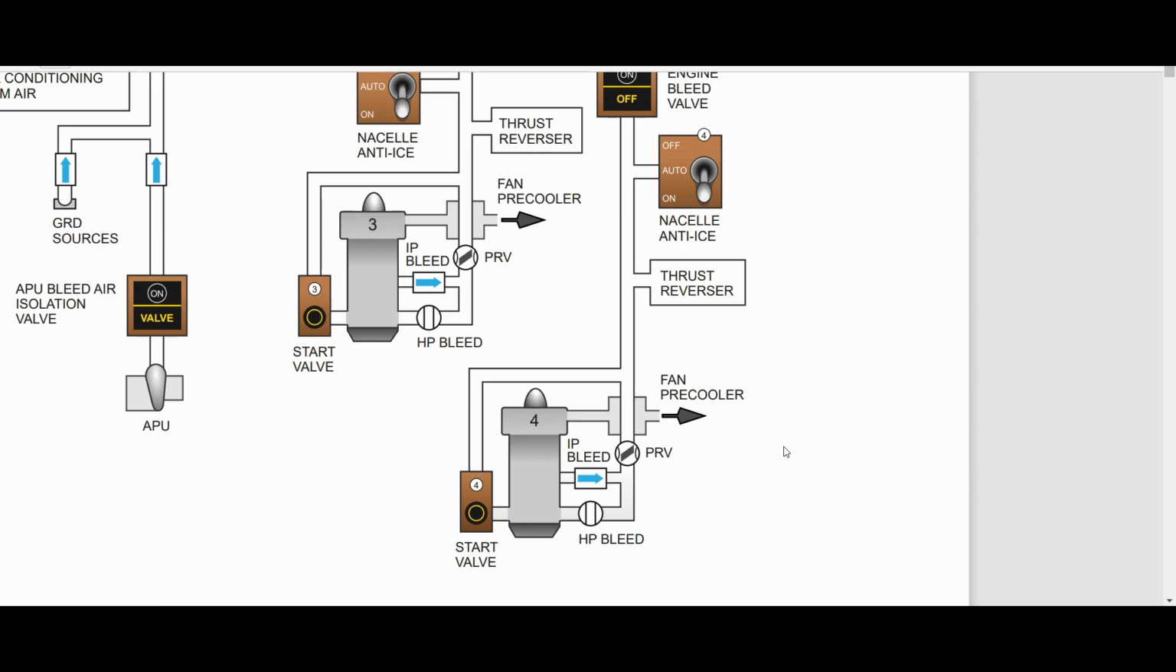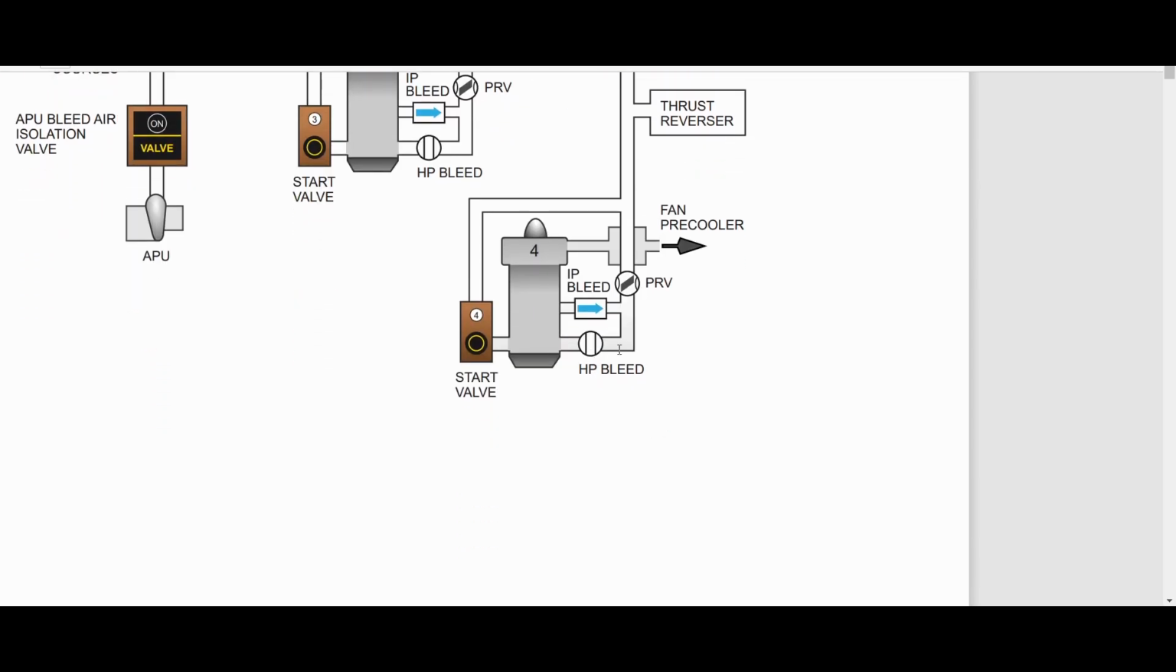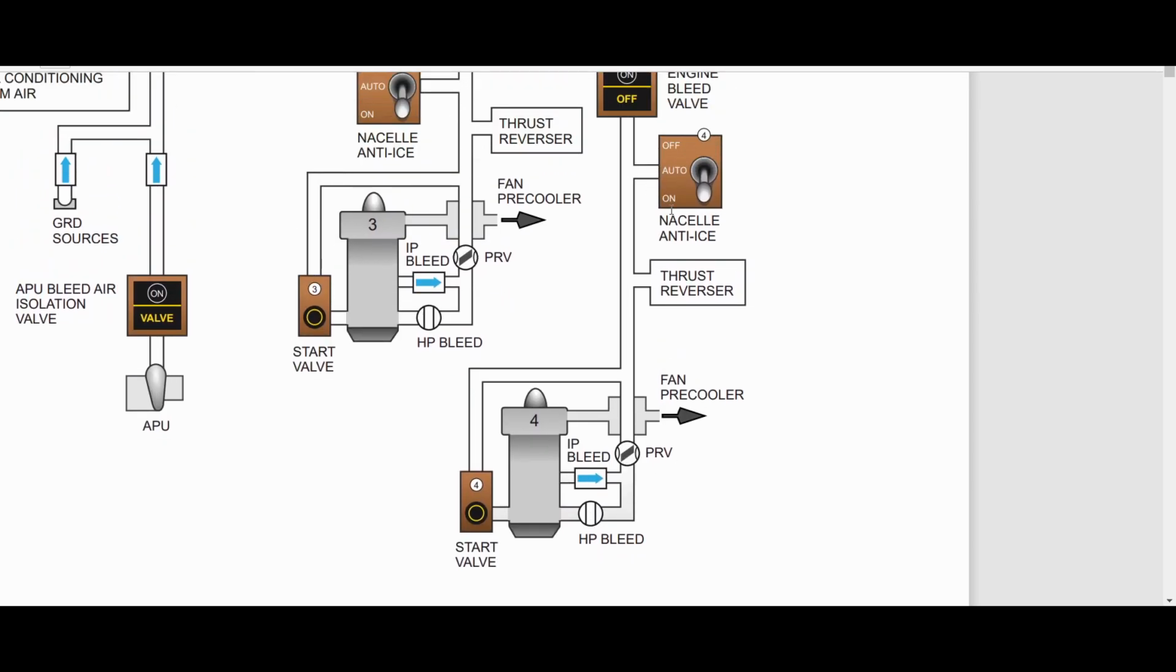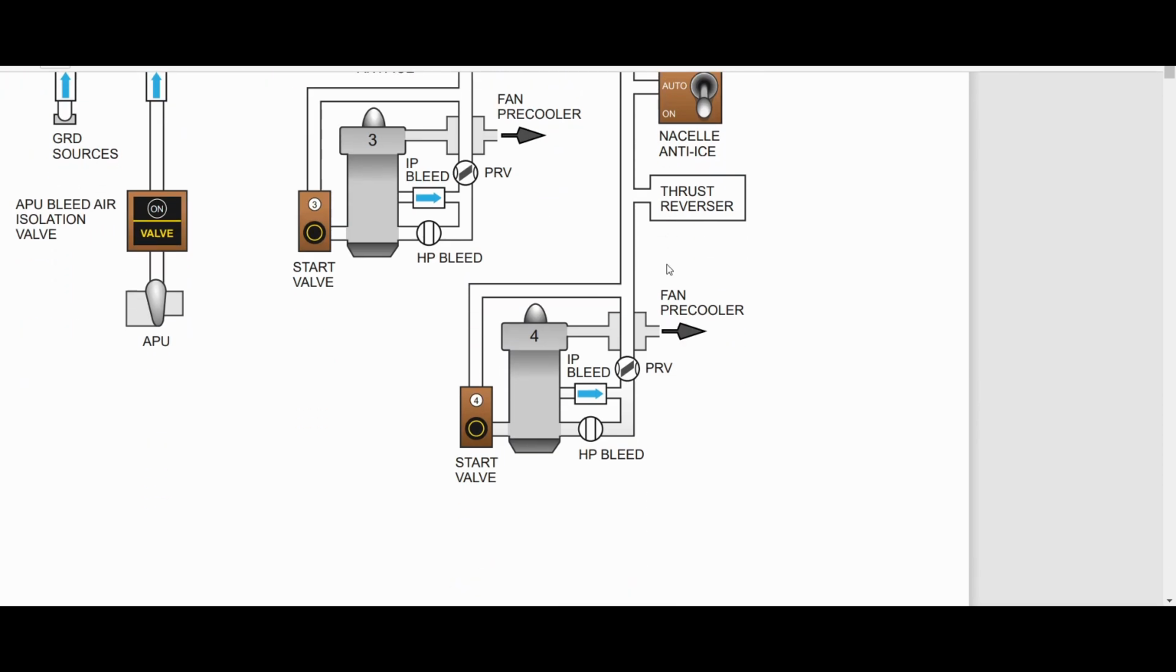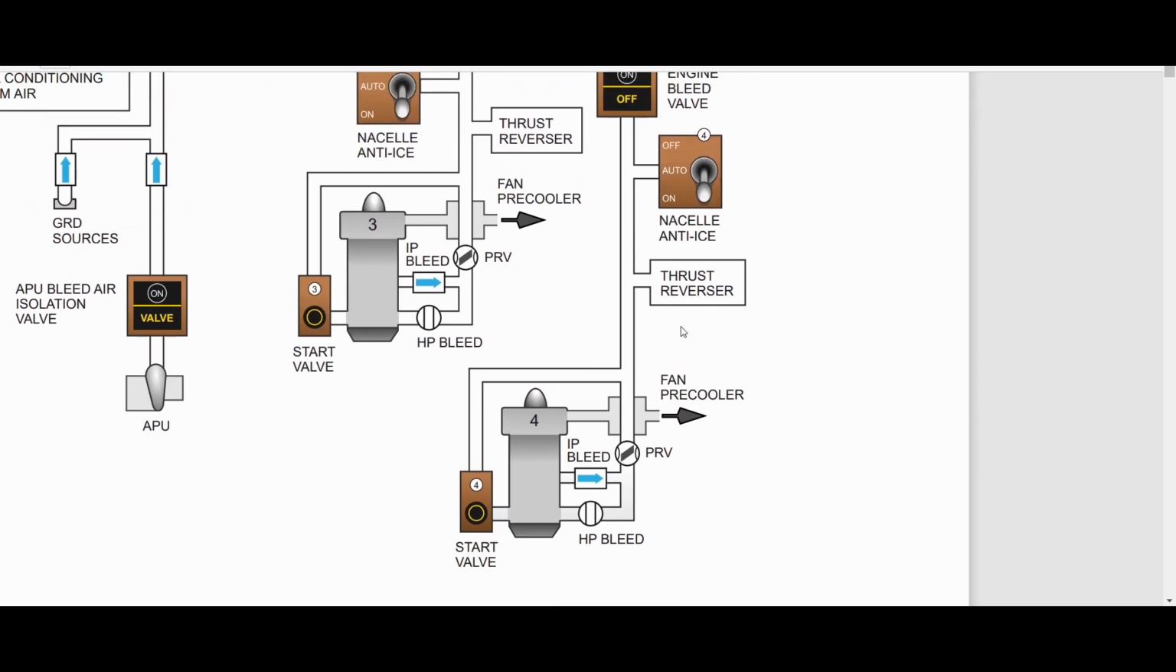And bleed air is available for thrust reverser operation with the engine bleed air switch either on or off, except when the PRV has failed closed or the PRV has been closed due to a bleed air overheat or the start valve is not closed. Okay, so if this PRV fails closed, none of this high pressure air or intermediate bleed pressure air can get up here at all. So that makes sense. All right. Makes sense.